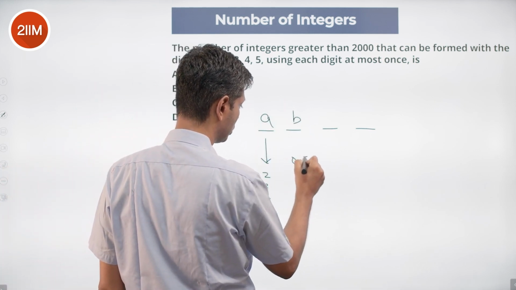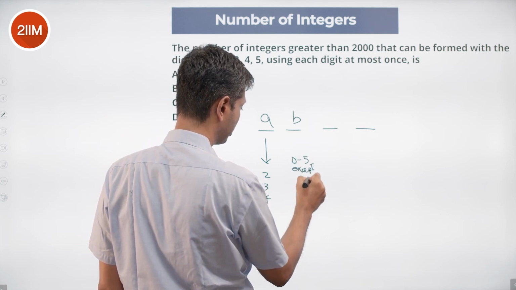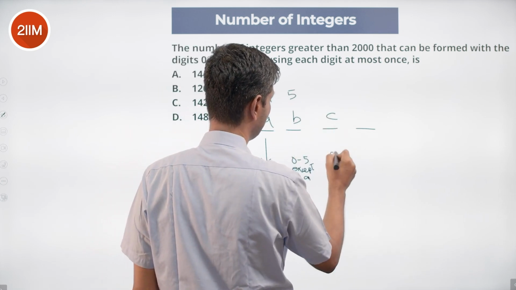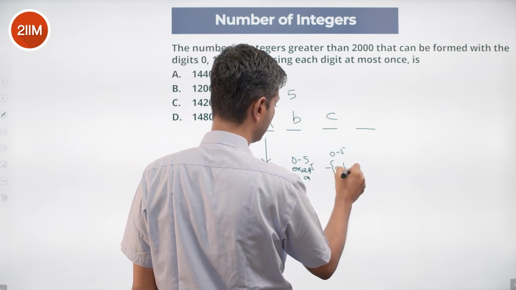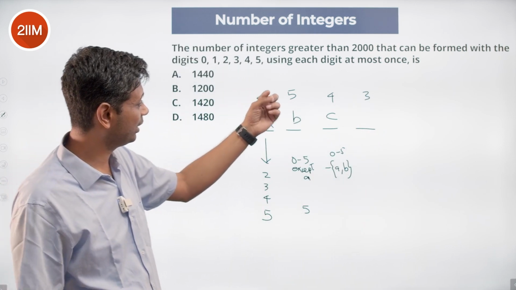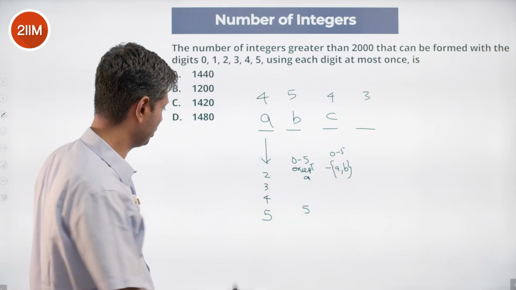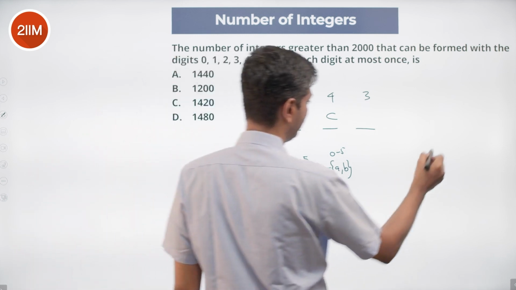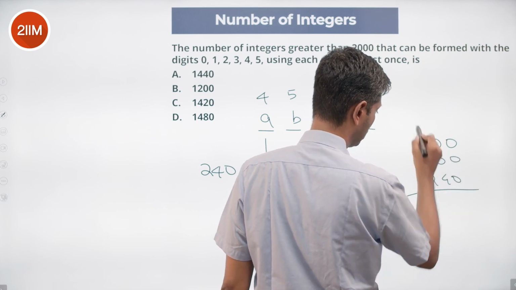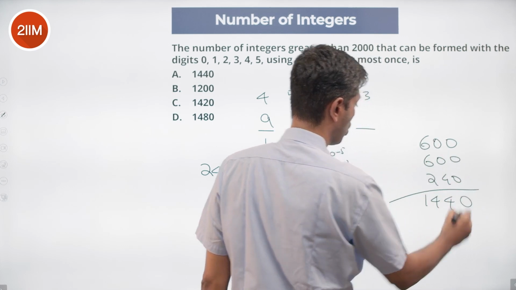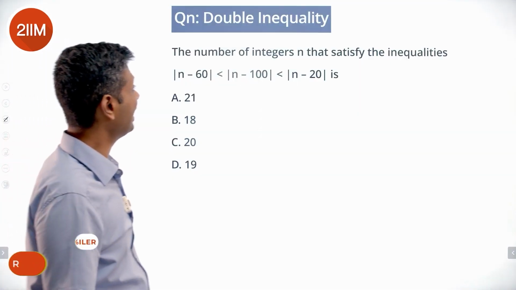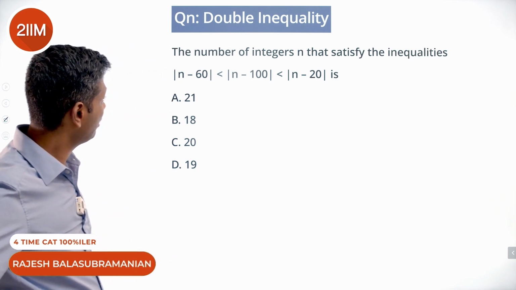B, 0 to 5 except A, 5 options. 4 options here, 5 options here. C will be 0 to 5 minus A, B. 3 options here. 4 into 5 into 4 into 3. 4 into 5, 20. 20 into 4, 80. 80 into 3, 240. So we had 5-digit numbers and 6-digit numbers, 600 and 600 each. 4-digit numbers, 240. 1200, 1400, 1440. Hopefully that's there in our choices. Yes, it is. Done.